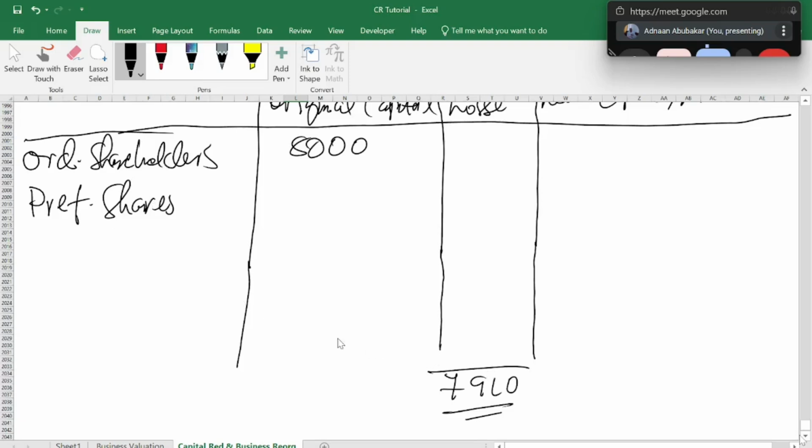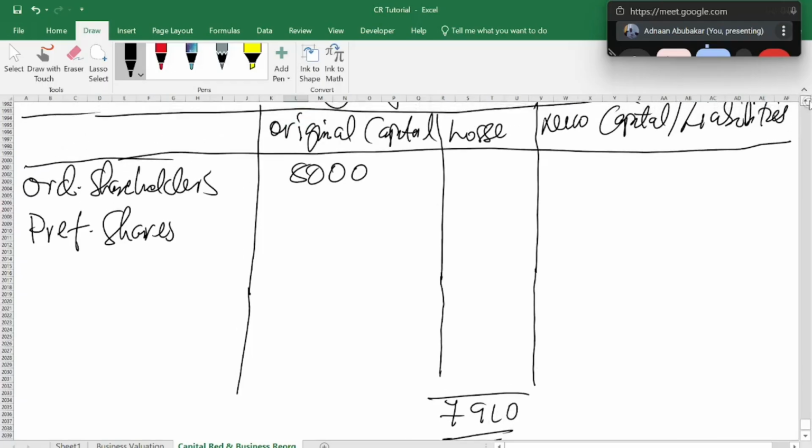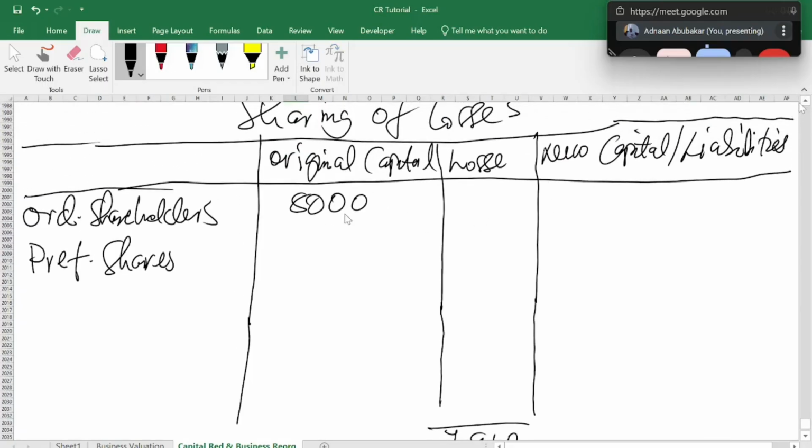Good. Now, how do we share? So you have this 7,910 to share. How do you want to share it? But when we are sharing the loss, make sure that the loss should be less than the liquidation losses. So how do you do it? I'm now having 7,910 as my basis. So how do you share the losses? And remember, the losses you can share among ordinary shareholders and preference shareholders.